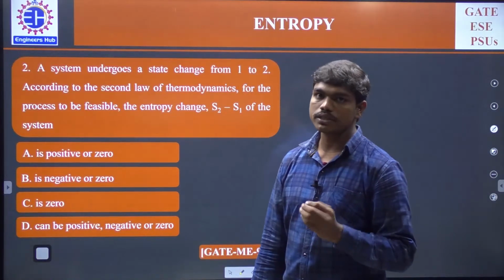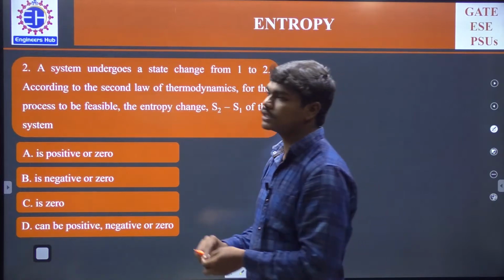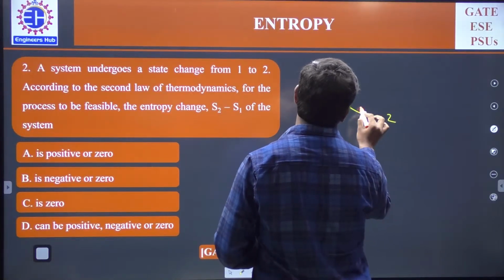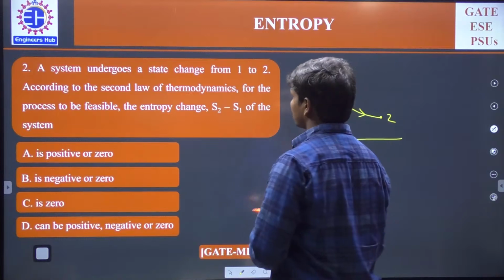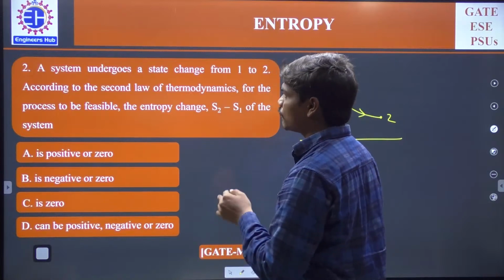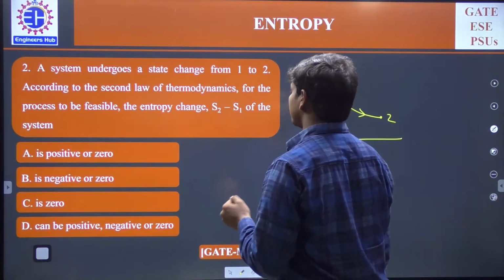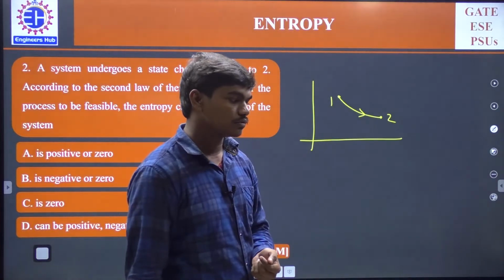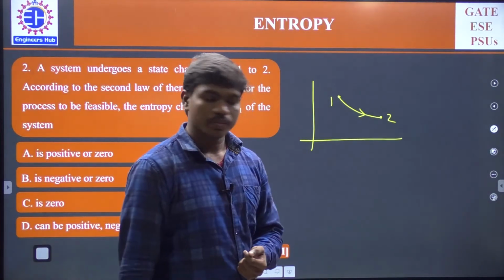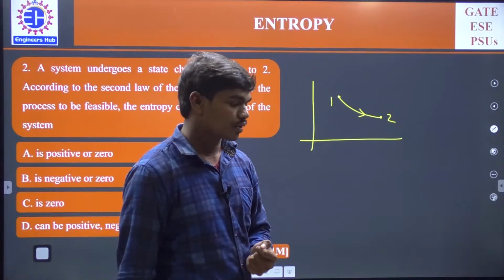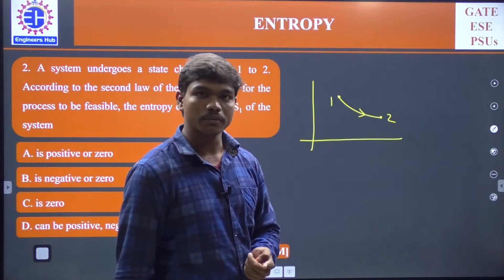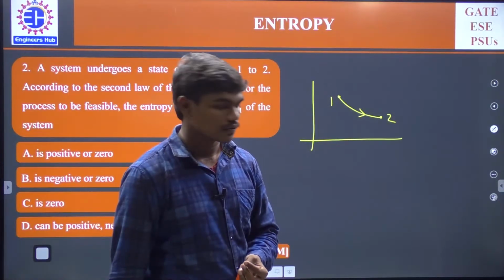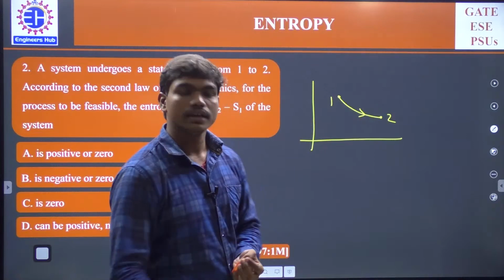See, it's given the system is executing the process from state 1 to state 2. Means, for example, if you take some random process 1 to 2, let us suppose there is a process something like this, on 2 coordinates. Some process, it doesn't matter what coordinates you take here. So for the process to be feasible, the entropy change S2 minus S1 of the system is. Please tell me what could be the answer for this. I'll give you time to think. So please think and tell me what could be the answer. See, it's a simple question.